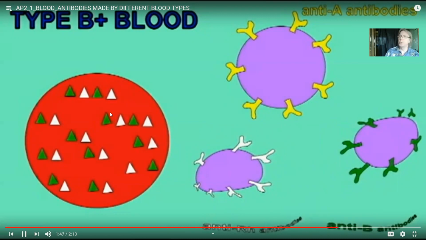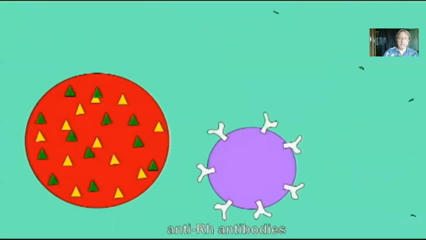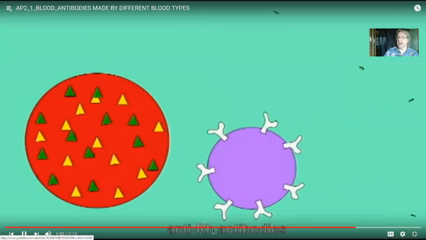Someone who is AB negative would have green and yellow triangles, and they would realize, wait, I can't attack A or B, so I can't make anti-A or anti-B antibodies, but I can make anti-Rh. And then someone who would have all three, the yellow, the green, and the white triangles on their red blood cells, could not make any of those antibodies.